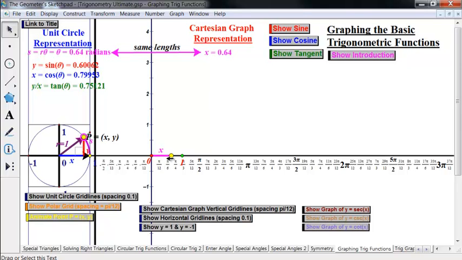So you've got pi over 12, 2 pi over 12 is pi over 6, 3 pi over 12 is pi over 4, 4 pi over 12 is pi over 3, 5 pi over 12, 6 pi over 12 is pi over 2, and so forth. And then, of course, negatives going this way.